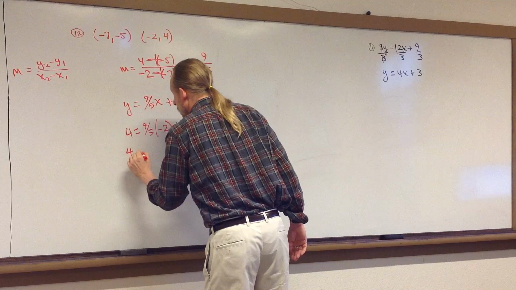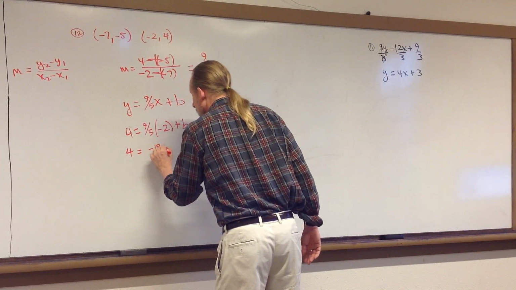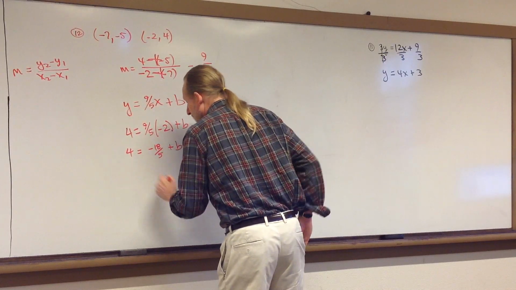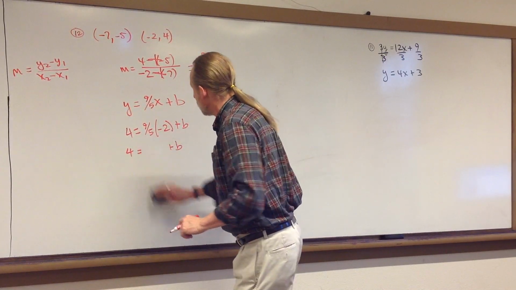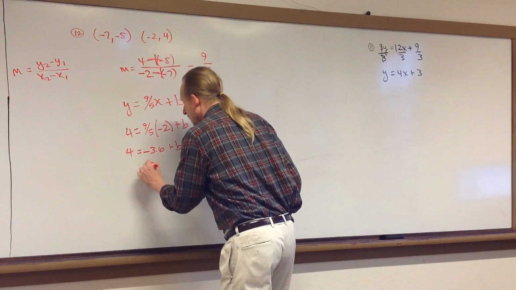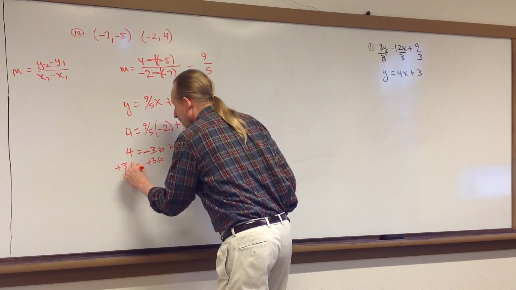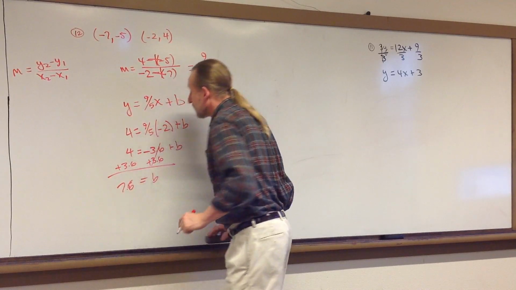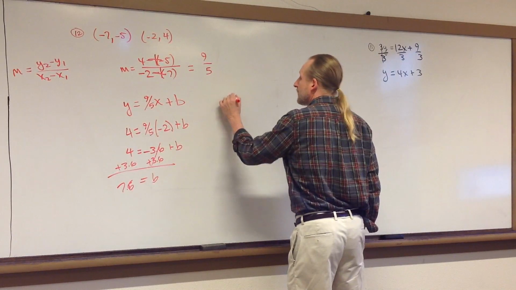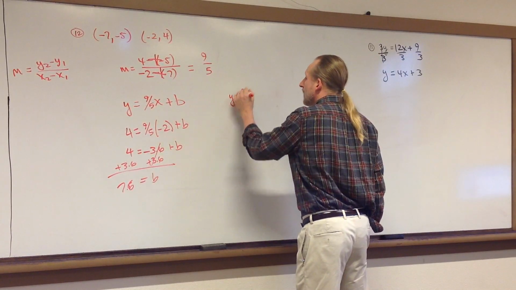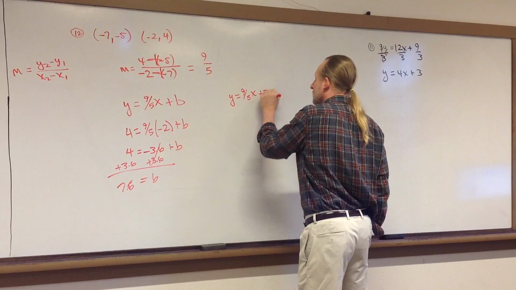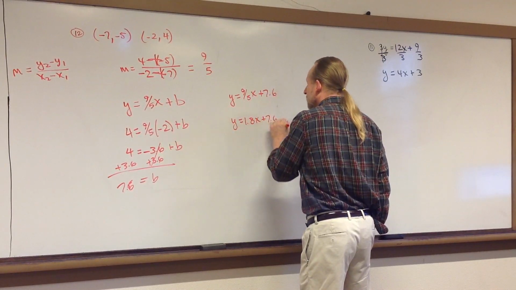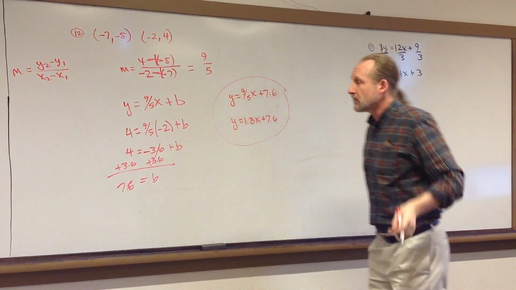So let's see here. 4 is going to be -18/5 plus b. Let's see. I'll call this -3.6 and then add it to the other side. And so it turns out b is going to be 7.6. So the answer to the question is the full equation, 9/5 x plus 7.6. Like I said, if you want to call that 1.8x plus 7.6, that's fine too. Either one of these is correct.